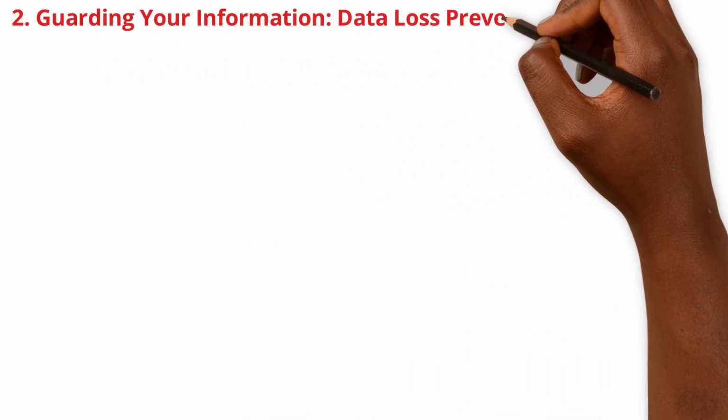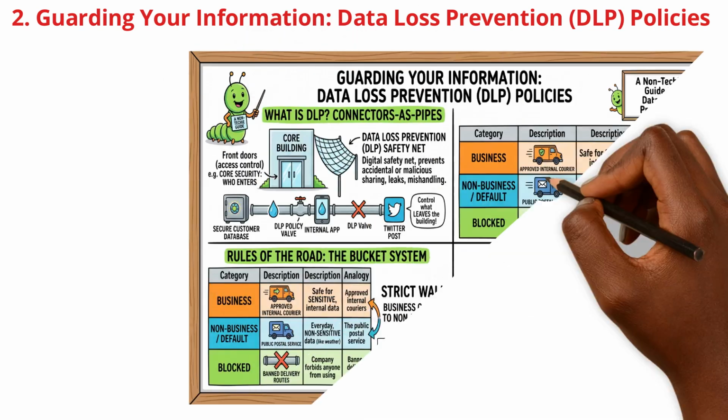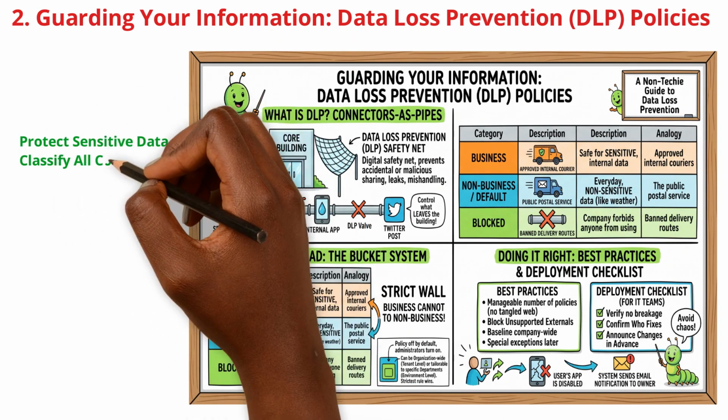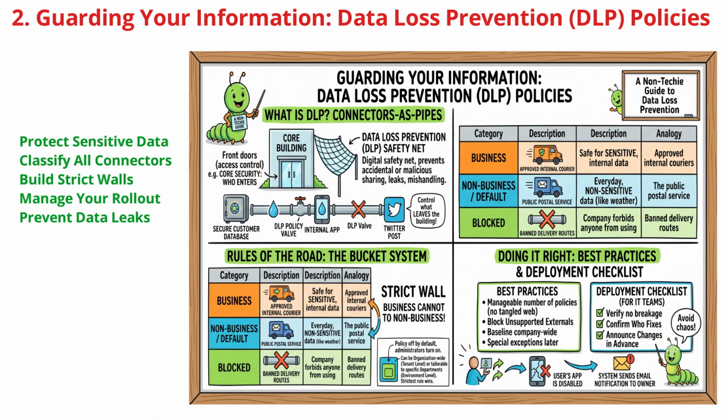If core security is about who can get into the building, data loss prevention is your digital safety net controlling what is allowed to leave. In the Power Platform, different apps talk to each other through connectors, which are like pipes carrying your data. Without rules, sensitive data from one pipe could leak to another, so DLP is the valve system controlling connections.